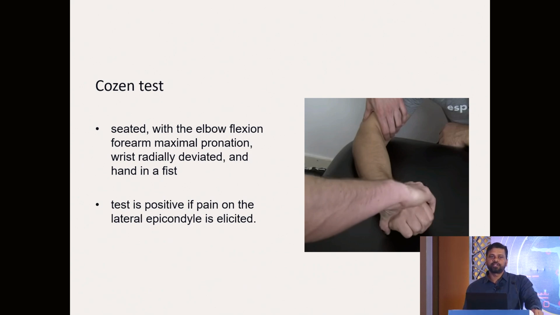In the Cozen test, we can do it in the sitting position. You can see there is a little bit of flexion in the elbow joint, then maximal pronation of the forearm. Make a fist and deviate your wrist, radial deviation. Ask the patient to make an extension and you apply the force. If pain is elicited at the lateral epicondyle, the possibility is lateral epicondylitis.